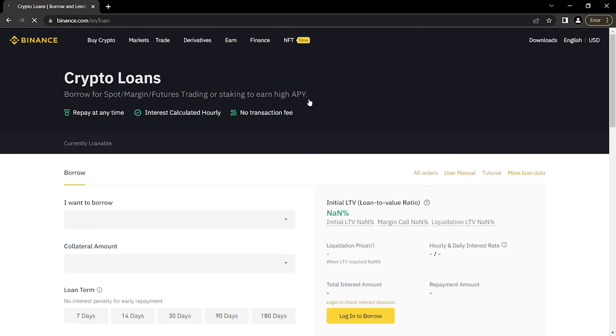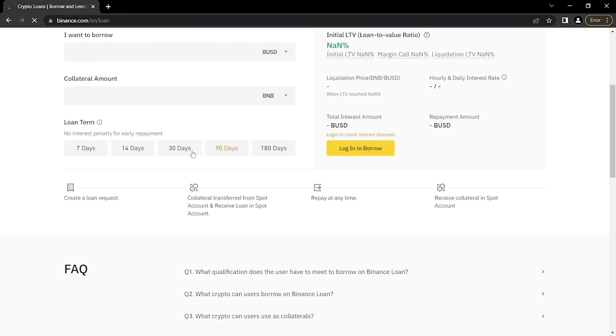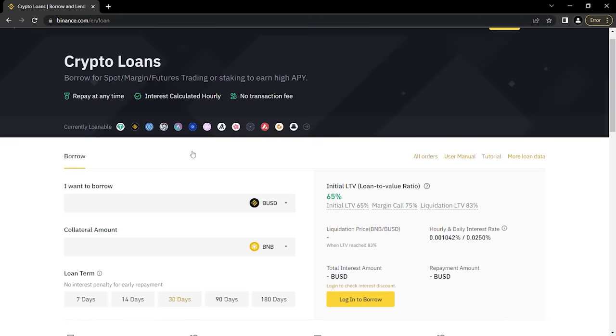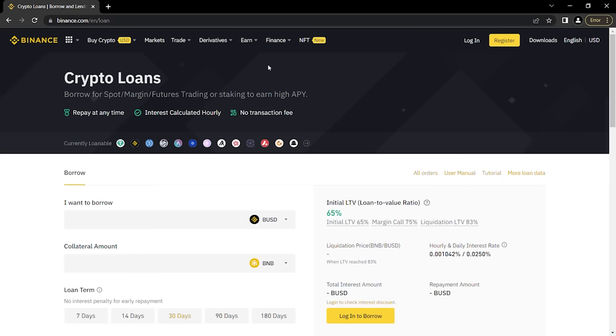Other finance features are crypto loans. Here you get an instant loan secured by crypto assets. Binance loan supports the borrowing of several cryptos, including BUSD and USDT. You can check out the borrow page on Binance loan for more information.